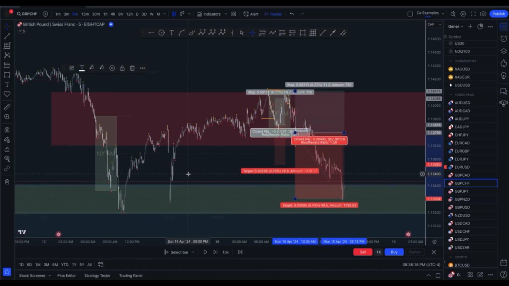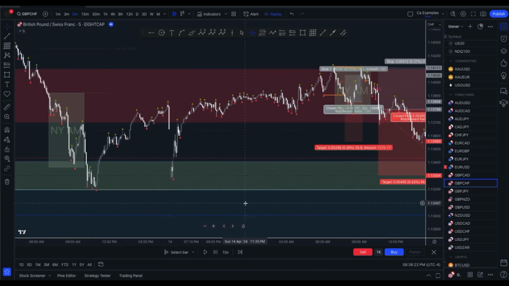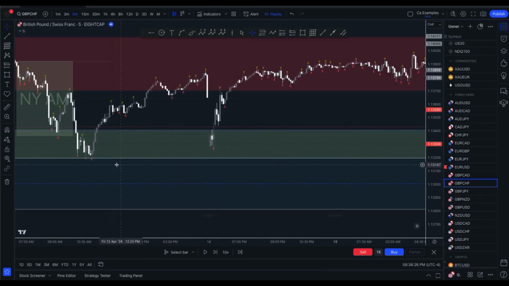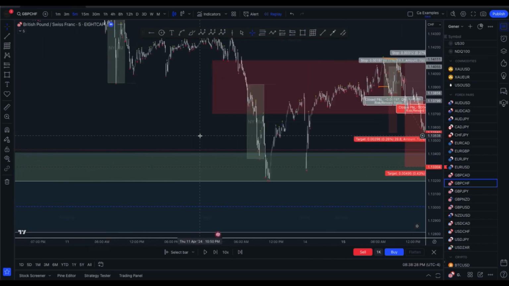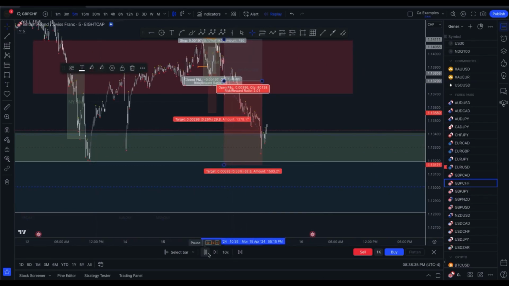Now another thing that you guys could do is, if you want, you can target this set of liquidity right here. I don't know if you can see that. This right here, or this right here. Or if you just want to say, you know what, I'm going to go for a 2 risk to reward just to end it. Okay, try that, see what you get.